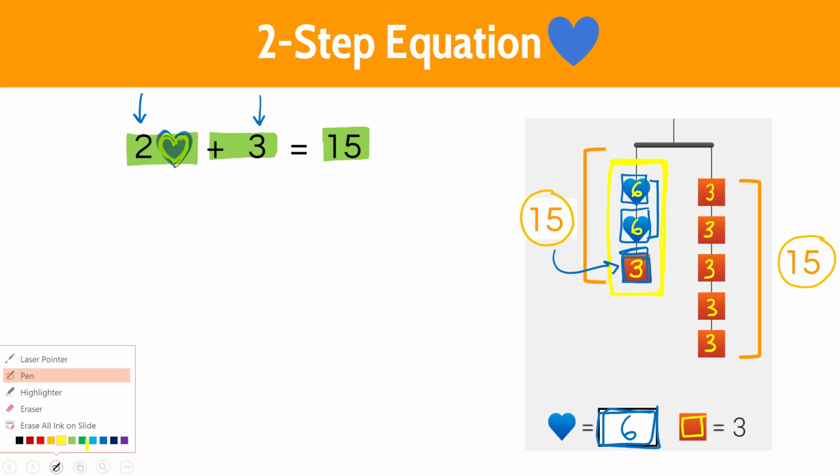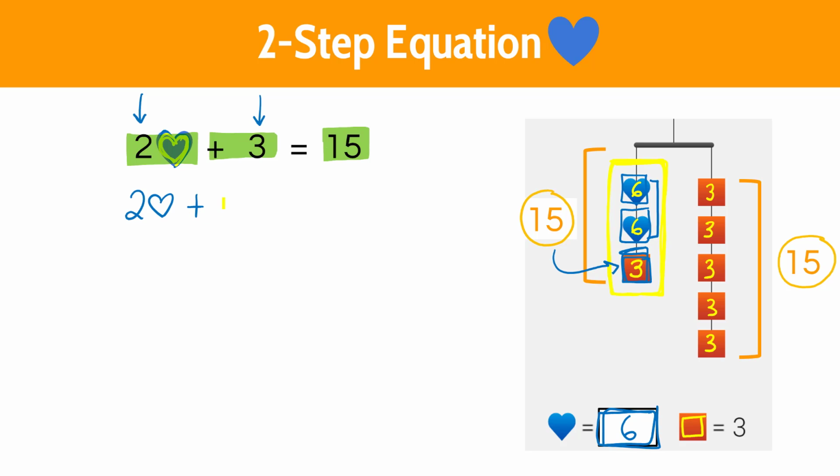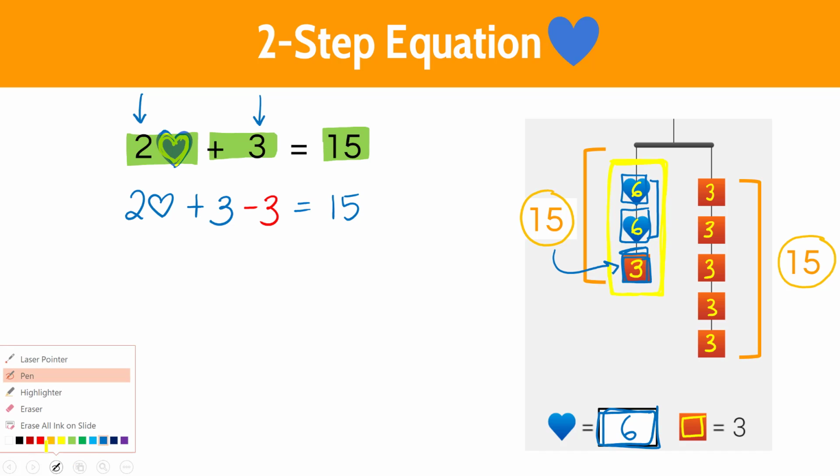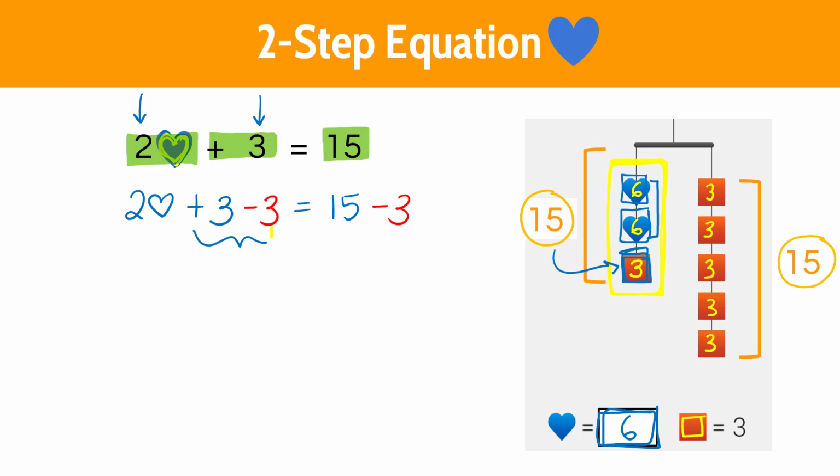I will keep my 2 heart. It has not gone anywhere yet. I have my plus 3. I need to get rid of it with a subtract 3. Beautiful. On the left-hand side, we are left with 2 heart plus 3 minus 3. That's 0. So we get 2 heart plus 0 is equal to 15 minus 3, which simplifies to 12. This leaves us with 2 heart is equal to 12.